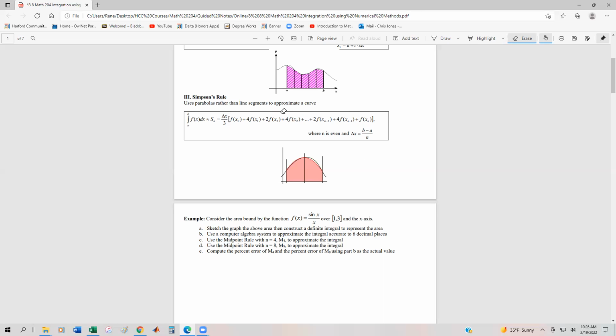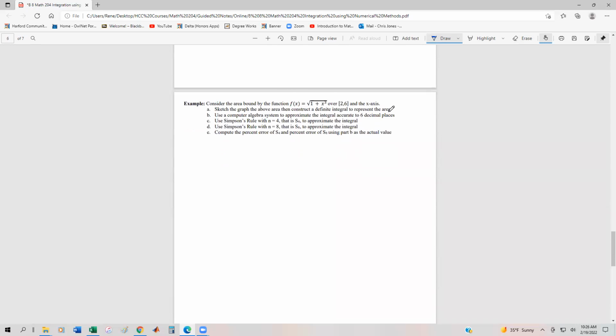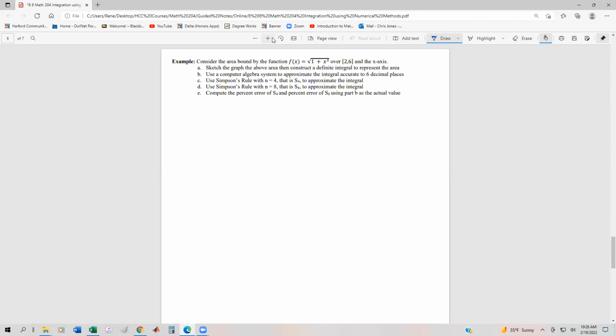Let's take a look at a couple of examples that use Simpson's rule to approximate definite integrals. Once again, we'll try to figure out the error. Excuse me, we're going to find the area as well. We have a function f of x equals the square root of 1 plus x cubed from 2 to 6 and the x-axis. Analytically, it might be difficult for us to figure this out, so numerically, it might be easier. We're going to do all the same stuff that we did in the previous 2 videos. We're going to find the definite integral, the area, the approximation, and then approximate S4 and S8, and then find the percent error.